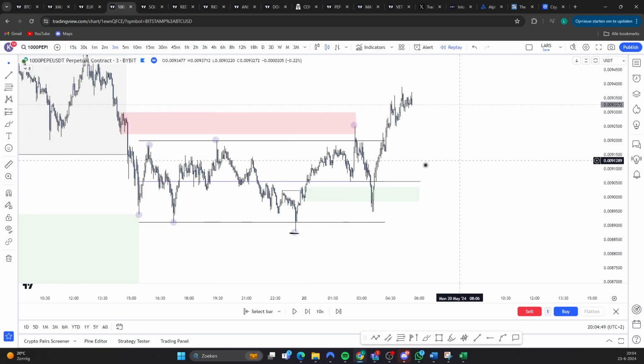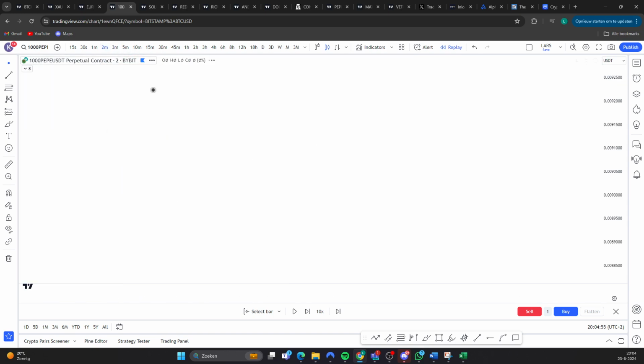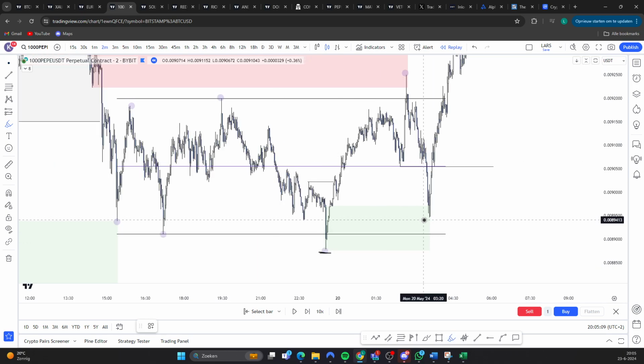This was a Model 1. We broke structure, but instead of having that follow through, we tapped some sort of demand in this sell to buy, and we went higher, making this a Model 2.